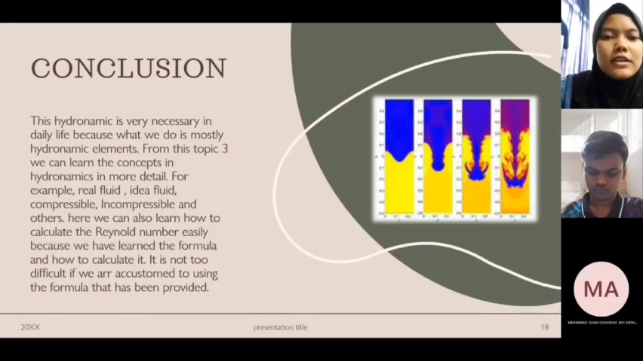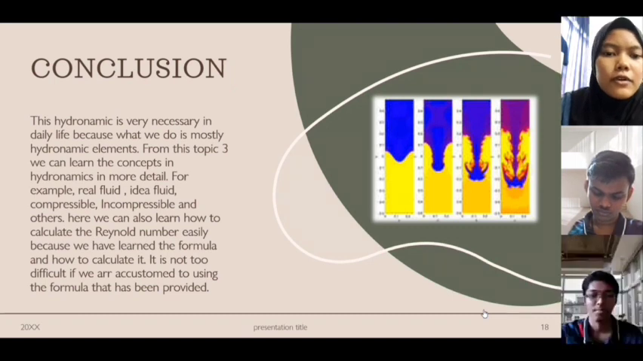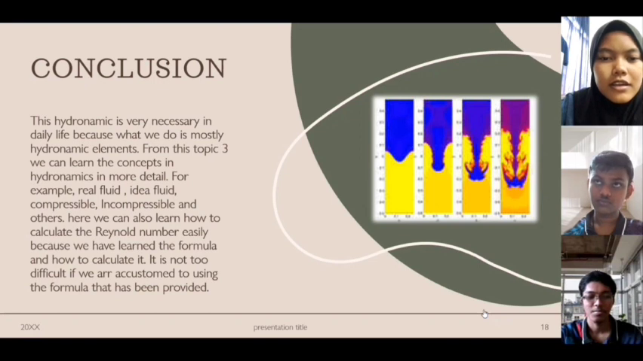Okay, conclusion. Hydrodynamics is very necessary in daily life because what we do mostly involves hydrodynamic elements. From this topic 3, we can learn the concepts in hydrodynamics in more detail, for example real fluid, ideal fluid, compressible, incompressible, and others. Here we can also learn how to calculate the Reynolds number easily because we have learned the formula and how to calculate it. It is not too difficult if we are accustomed to using the formula that has been provided.